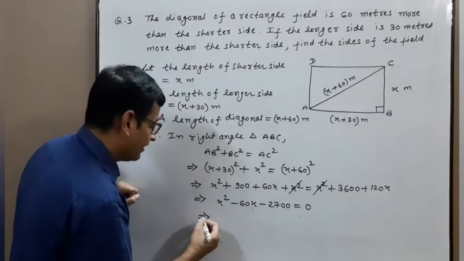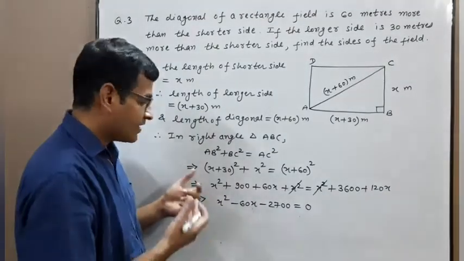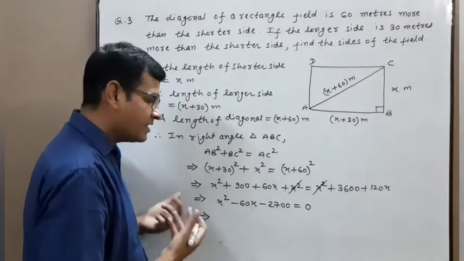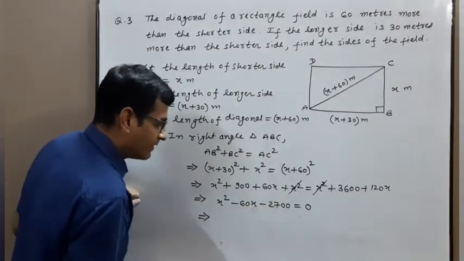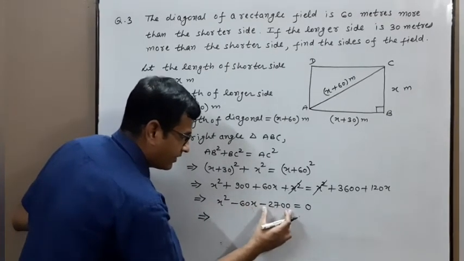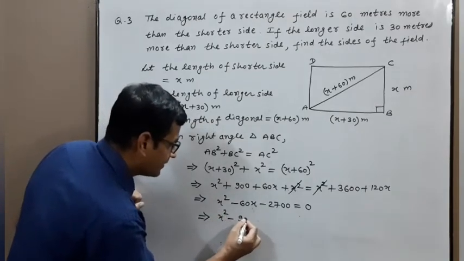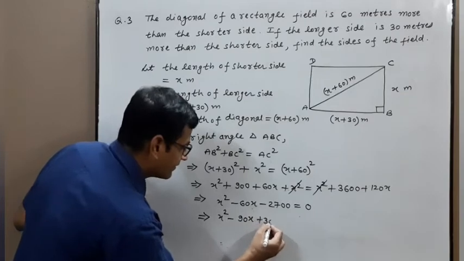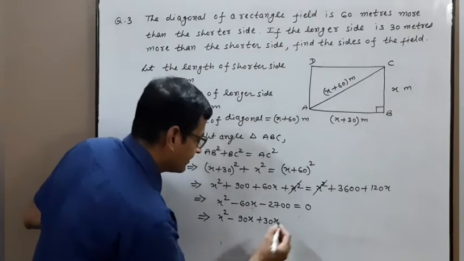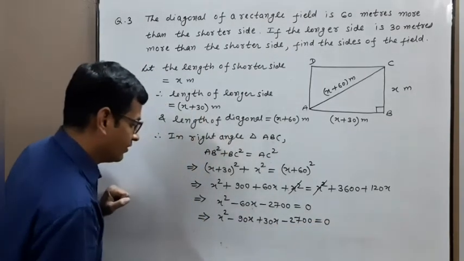After this again we can solve this quadratic equation by splitting middle term, quadratic formula, or completing the square. So take the easier method. We can solve by splitting middle term. Tell me two numbers whose sum is minus 60 and product is minus 2700. So x square minus 90x plus 30x. 9 3 is 27 and minus 90 plus 30 minus 60. Minus 2700 is equal to 0.